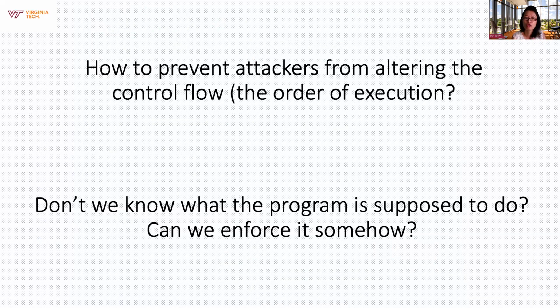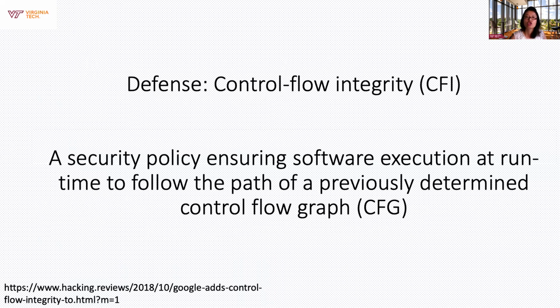So the key goal is to prevent attackers from altering the control flow. And this shouldn't be really difficult because we know what the program is supposed to do. We know the source code or the byte code, or the executables, and so you should be able to know what the program does, right? If the program all of a sudden starts to execute a shell, but you couldn't find anything like that written in the code, then you know there's something wrong. So that's the basic idea of control flow integrity defense.